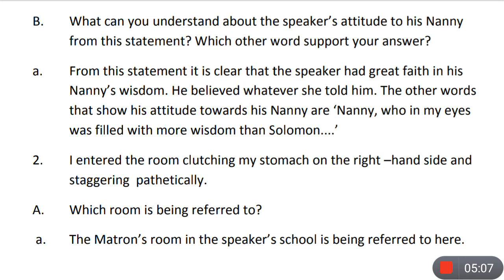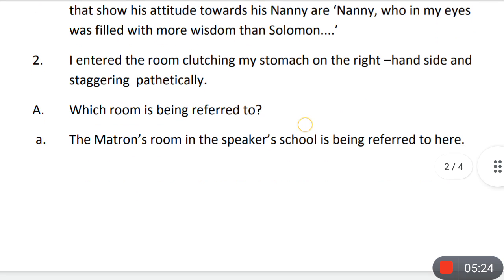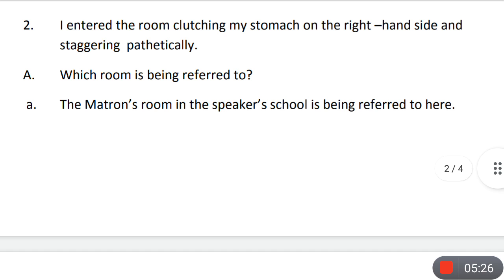From this statement, it is clear that the speaker had great faith in his nanny's wisdom. He believed whatever she told him. The other words that show his attitude towards his nanny are, "Nanny, who in my eyes was filled with more wisdom than Solomon."